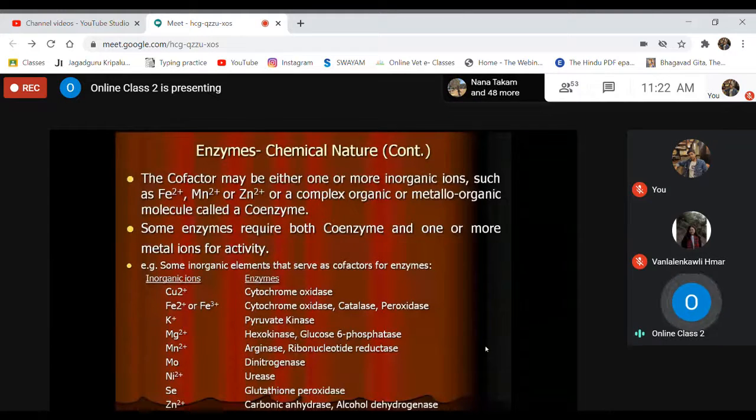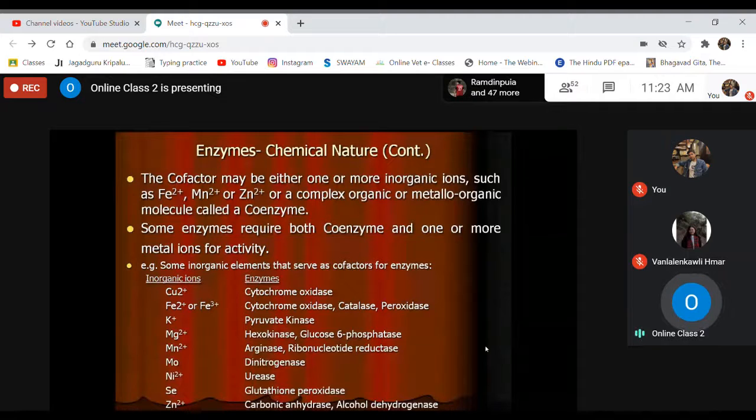Most of these are derivatives of vitamins, mainly the water soluble vitamins. There are some fat soluble vitamins like vitamin K, but most of the coenzymes are derivatives of the vitamin B complex.